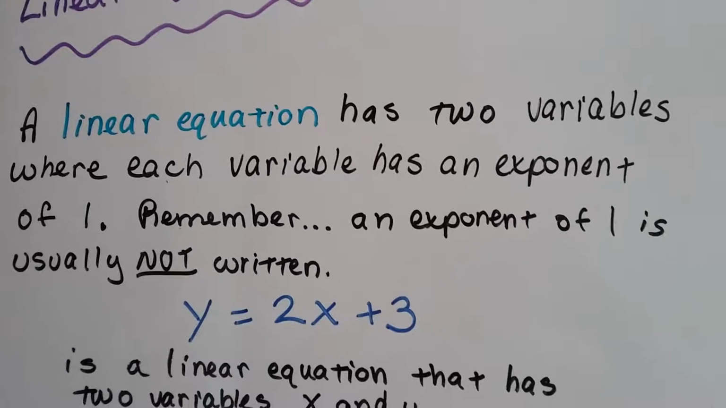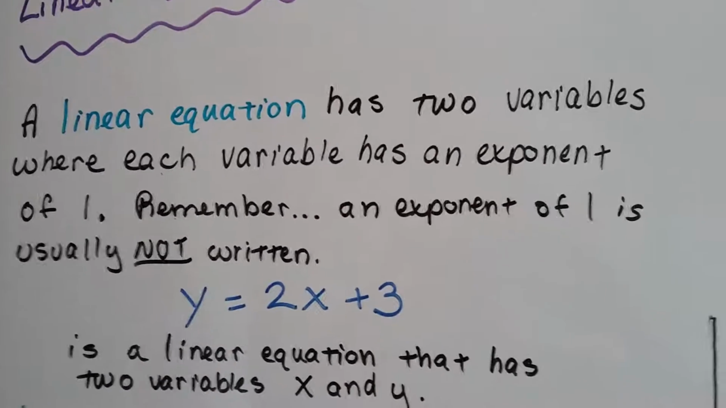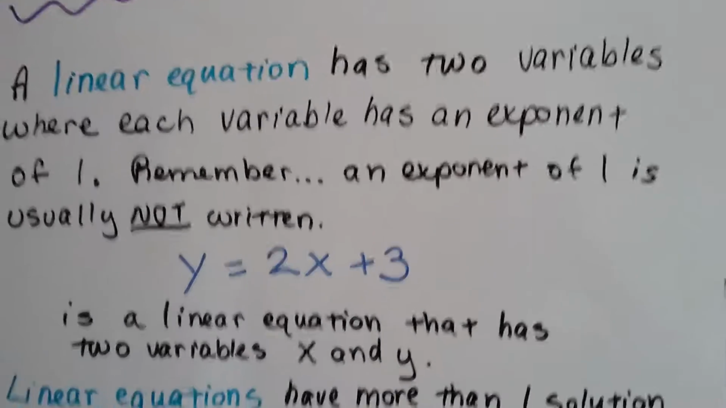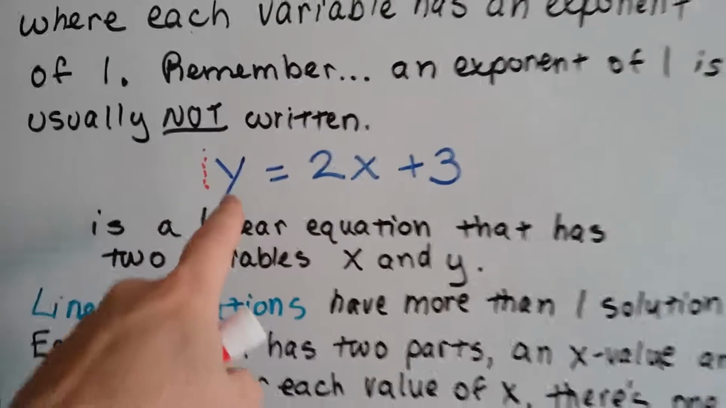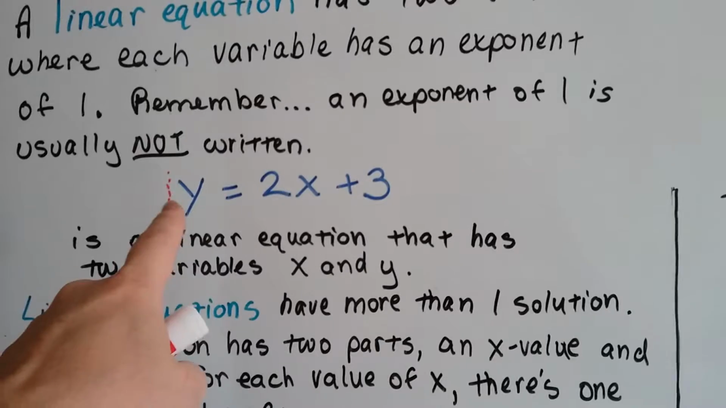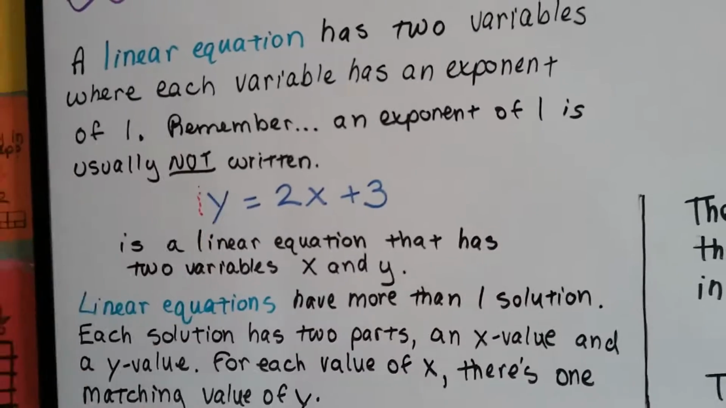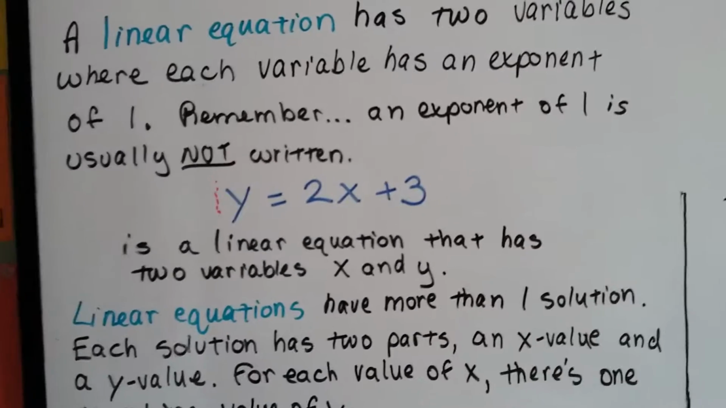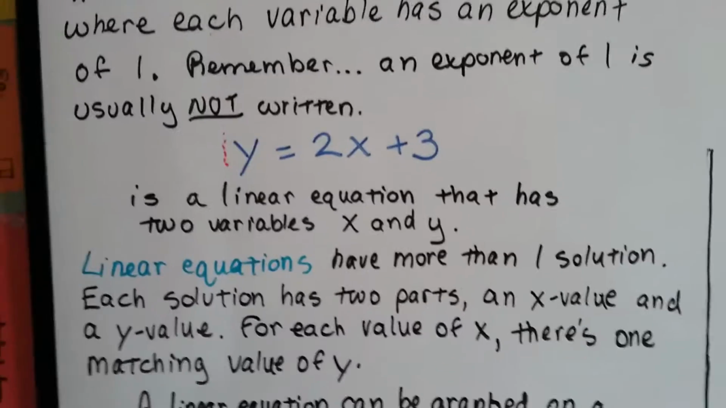A linear equation has two variables where each variable has an exponent of 1. So remember, an exponent of 1 is usually not written, okay? They're invisible. And it's because we can see there's 1y right here. We don't need someone to tell us there's 1. We can just see like this that there's 1y. So y equals 2x plus 3 is a linear equation that has two variables, x and y.